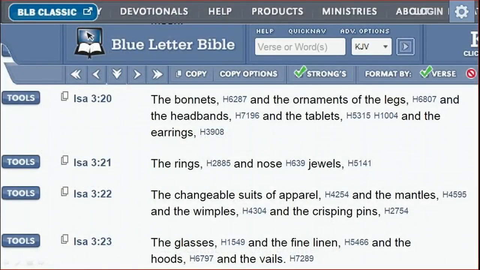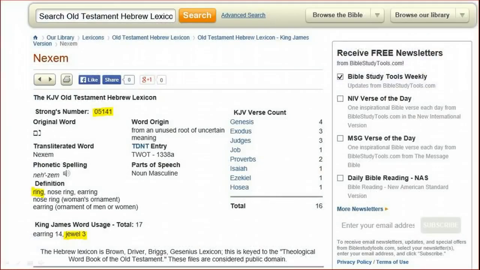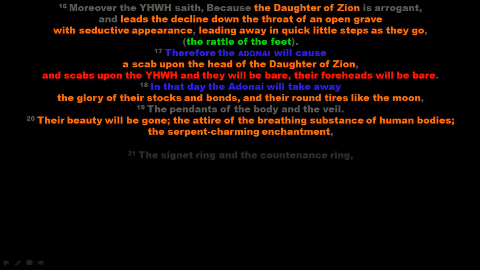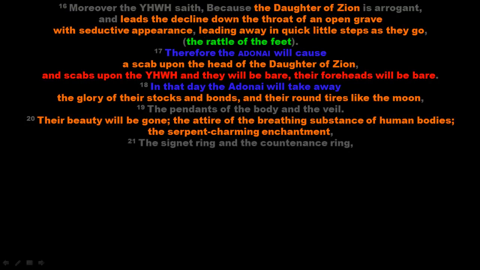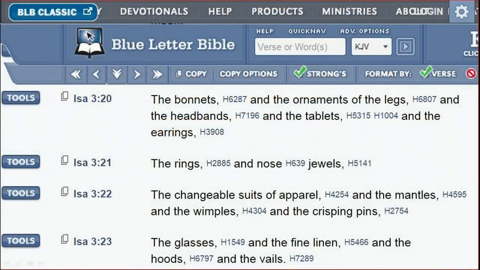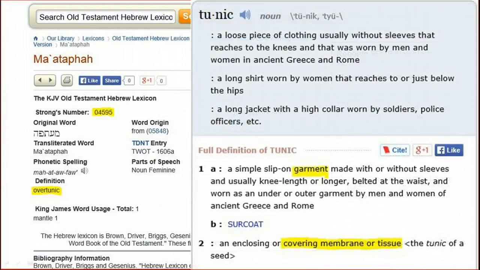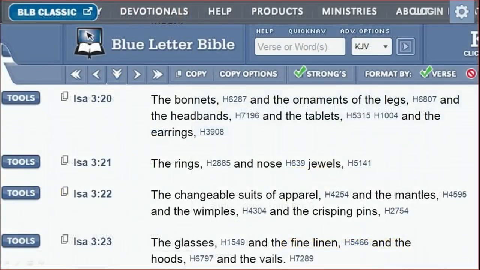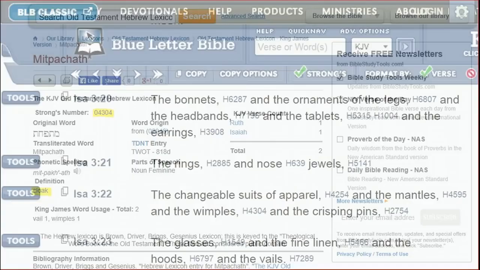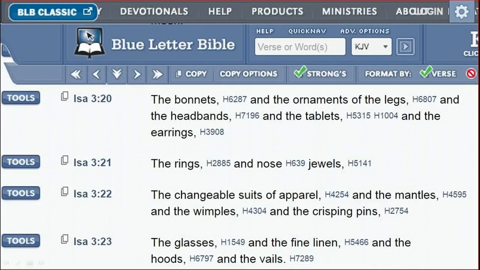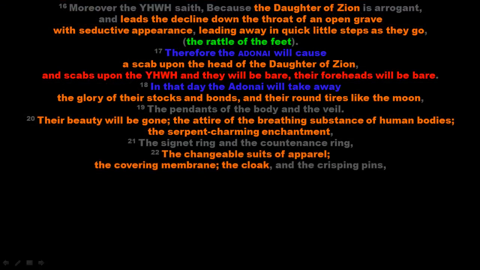So the rings and the appearance, and then the word translated as jewels, number 5141, also means ring. So verse 21 says the signet ring and the countenance ring, or the appearance ring. Then verse 22 says the changeable suits of apparel, and the word translated as mantles, number 4595, also means over tunic. And that is defined as a garment or a covering membrane or tissue. And the word translated as wimples, number 4304, also means cloak. So the cloak and the crisping pins. So verse 22 says the changeable suits of apparel, the covering membrane, the cloak, and the crisping pins.